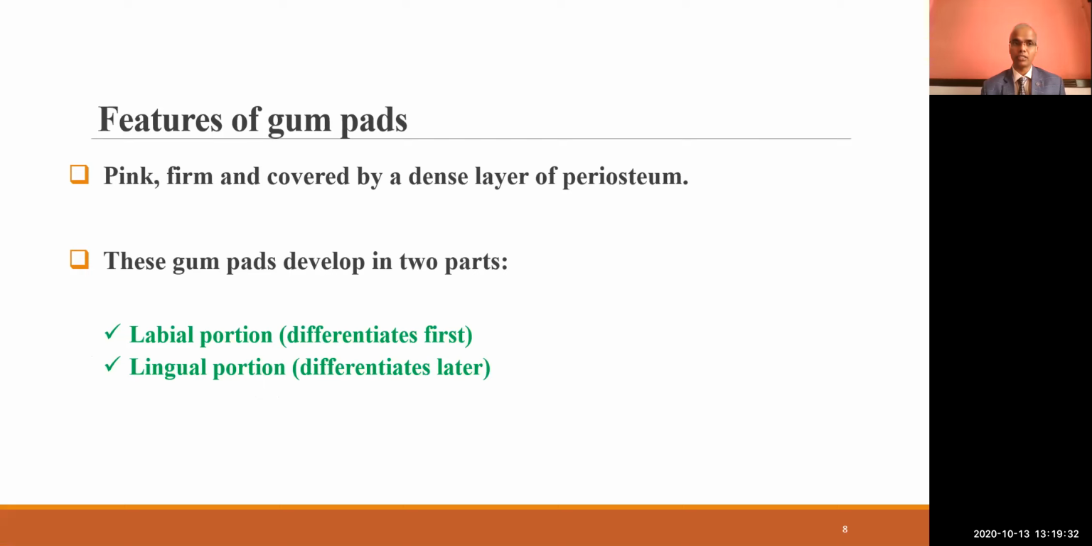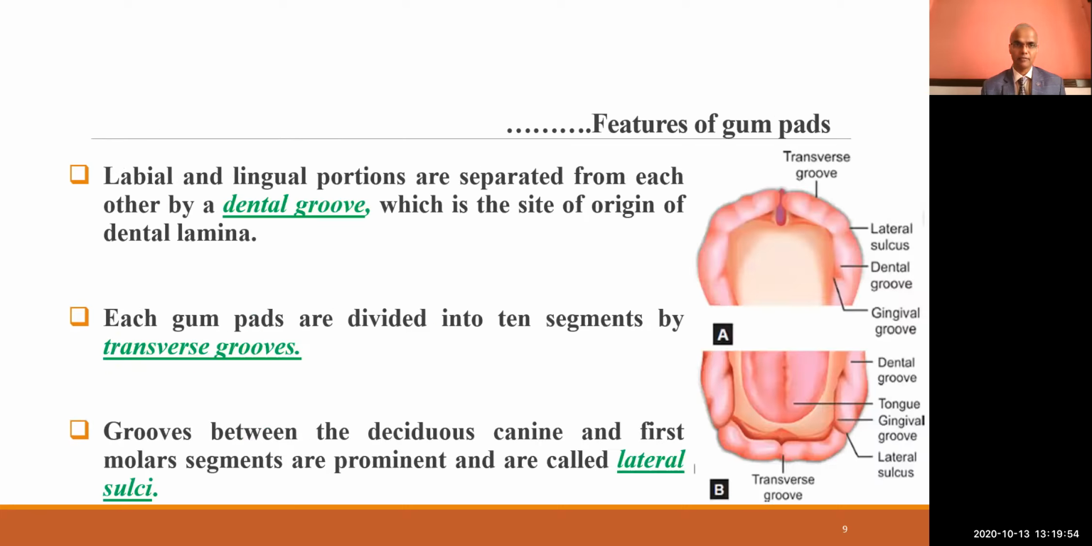layer of periosteum. Each gum pad develops into 2 parts: the labial portion differentiates first and the lingual portion differentiates later. The labial portion differentiates first because it contains the tooth buds of the deciduous dentition, and the lingual portion contains the tooth buds of the permanent dentition. Regarding features of gum pads, in the diagram we can see that the labial and lingual portions are separated from each other by the dental groove.